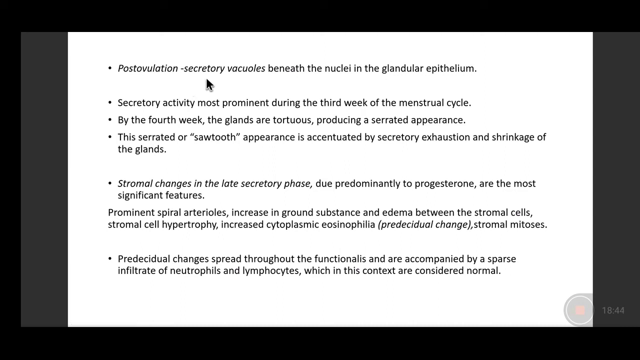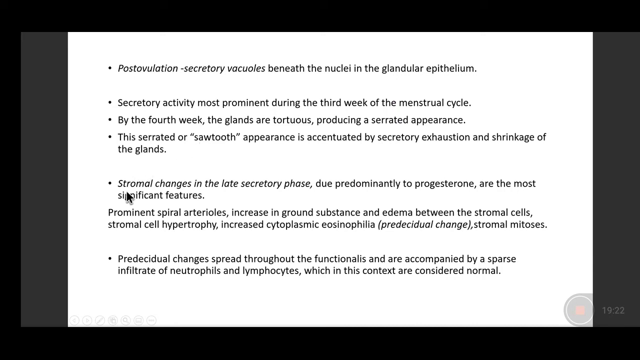which tend to first appear beneath the nucleus in the glandular epithelium, and with the progression of the cycle, they come towards the apical surface, and subsequently the secretions are drained into the gland lumen. The secretory activity is most prominent during the 3rd week of the menstrual cycle, and by the 4th week, the glands tend to become more tortuous and have a typical serrated appearance. Now, this serrated or sawtooth appearance is accentuated by secretory exhaustion and further shrinkage of the glands. So this is what we saw about the glandular epithelium.